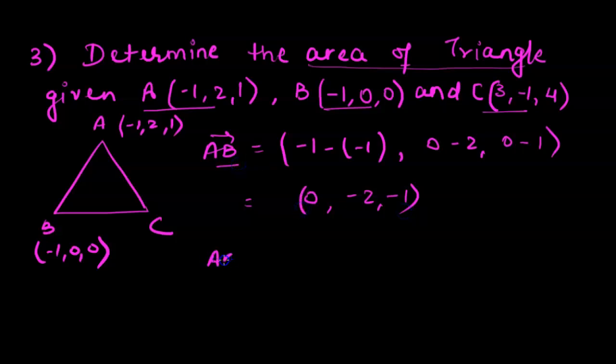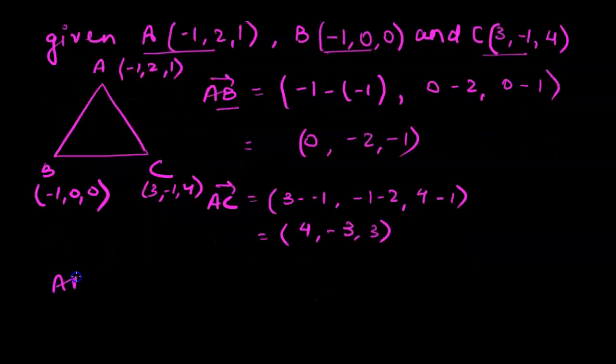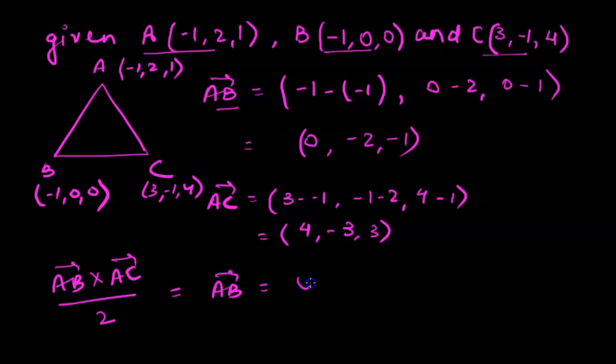Similarly, we can get vector AC. C coordinates are (3, -1, 4). So we would do 3 minus negative 1, negative 1 minus 2, 4 minus 1. And the result is 3 plus 1 is 4, negative 3, 3. Now we've got the two vectors. The formula for finding the area of a triangle is vector AB multiplied by vector AC using the cross product, divided by 2. We are given vector AB as (0, -2, -1).